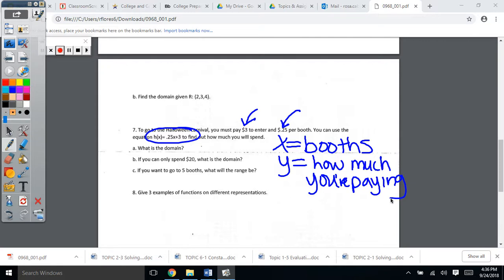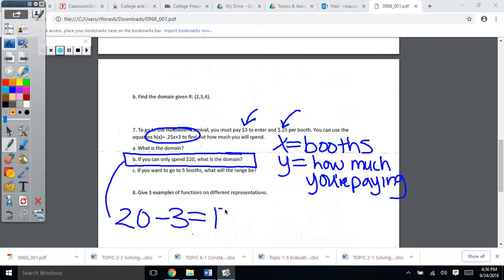How much you're paying. So I'm going to focus on letter A, and they're telling me that I can only spend $20, okay? So I need to figure out how many booths I can visit. So if I have $20 and I have to pay $3 to go in, I only have $17 left to spend on the booths, right? Each booth is 25 cents, so I'm going to divide this by 0.25, and I believe it gives me 68. That means I can visit 68 booths, okay?